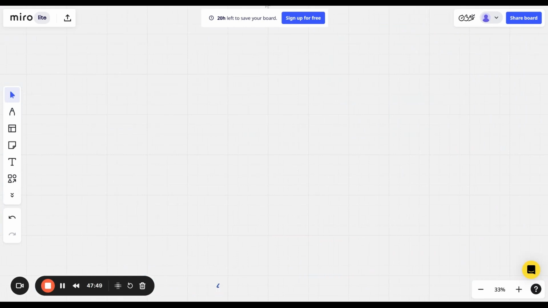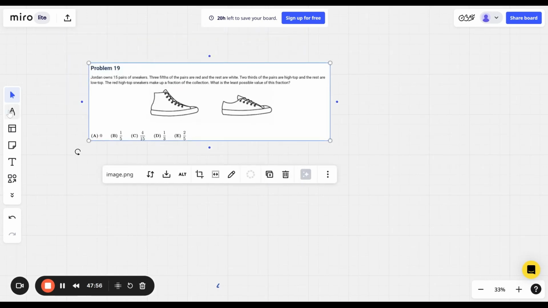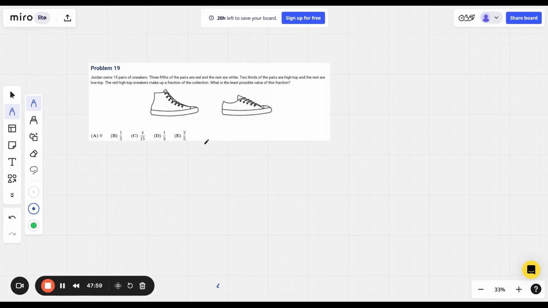Alright, problem 19 now. Jordan owns 15 pairs of sneakers. 3/5 are red and 2/5 are white. 2/3 of the pairs are high top and the rest are low top. The red high top sneakers make up a fraction of this collection. What's the least possible value of this fraction? So 3 over 5 are red, 2 over 5 are white, 2 over 3 are high top, 1 over 3 are low top.